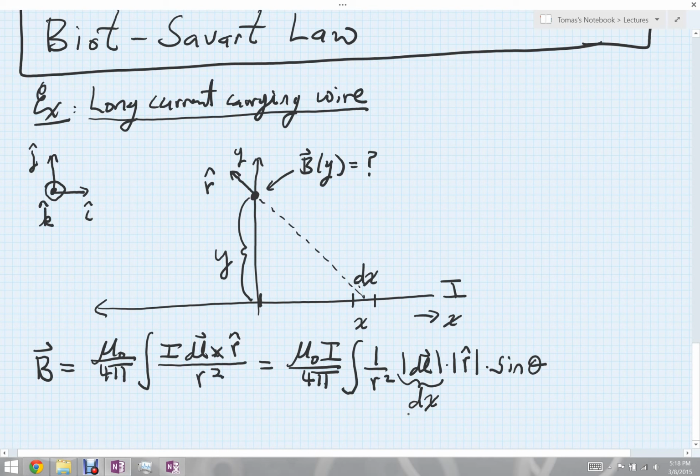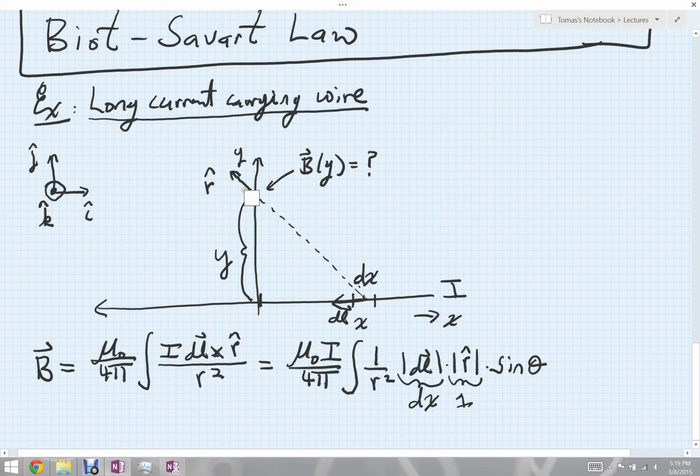The magnitude of r hat, well, r hat is just a unit vector, so the magnitude of that is 1. Now, sine theta is going to be a little bit tricky. We have to be very careful that we know the directions of our various vectors. dl, remember, always points in the direction of the current. So dl actually is going to be pointing this way because it carries that sense of direction of the current. dl points that way. R hat, as I had indicated to you here, up above, points up that way.